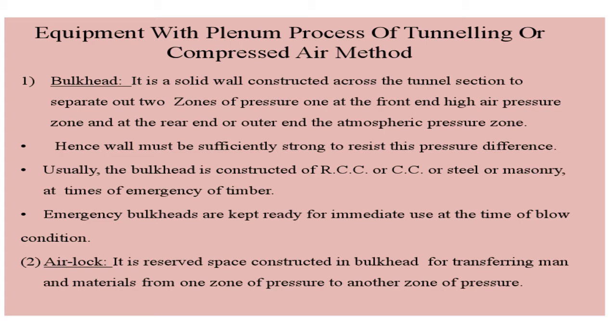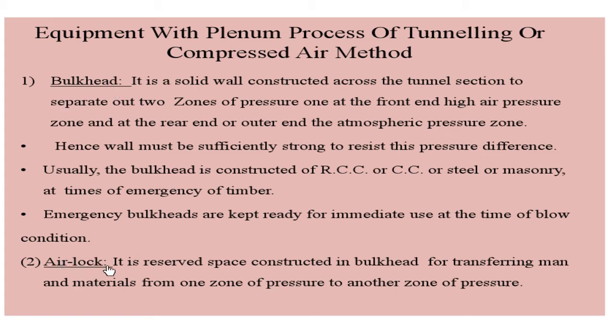Next, equipment with plenum process of tunneling or compressed air method. Now, what do you mean by the term plenum? Plenum means it is a space that receives air from a blower, or simply what you can say is it is the compressed air method, equipment which is required for the compressed air method. So mainly there are two equipments. One is the bulkhead and next is the airlock. This is a bulkhead and this is the airlock.